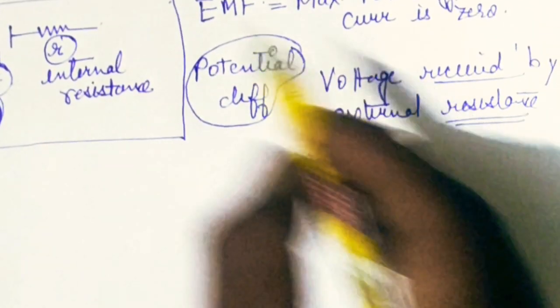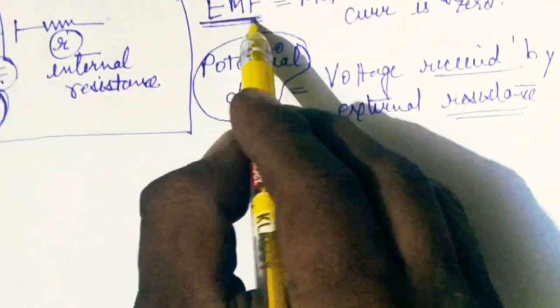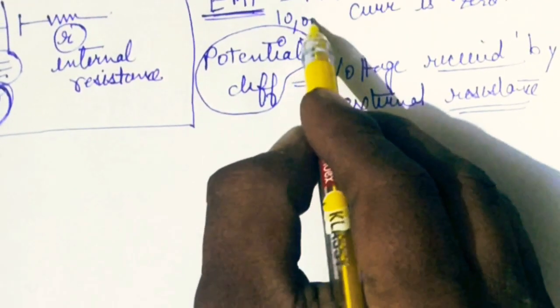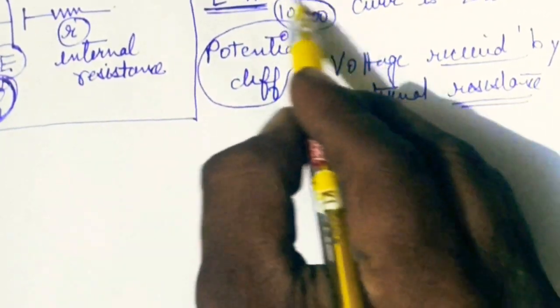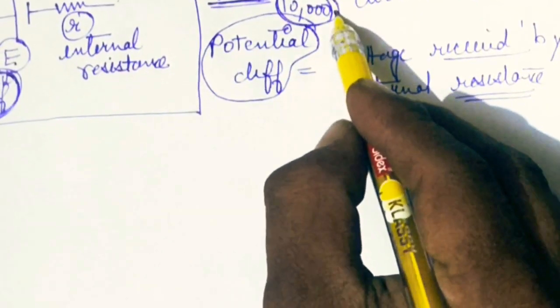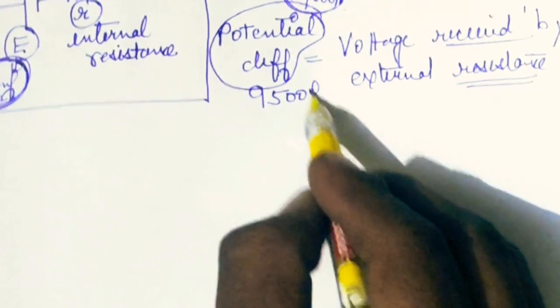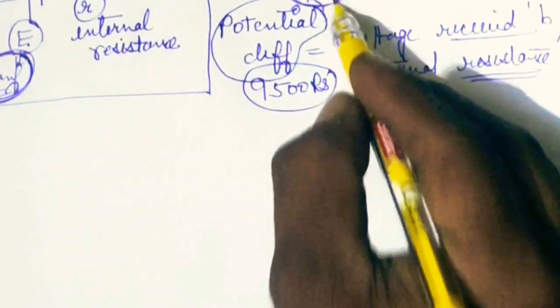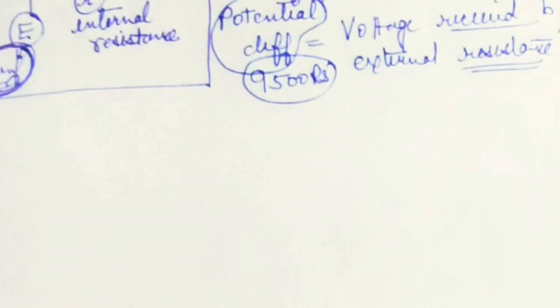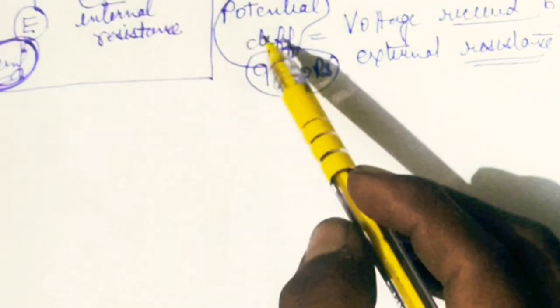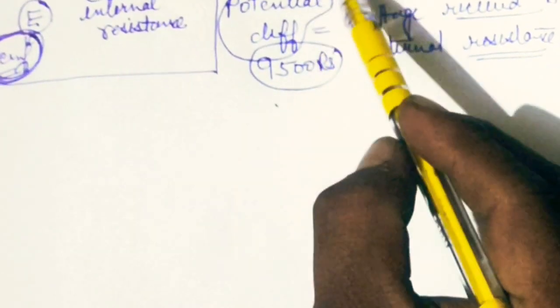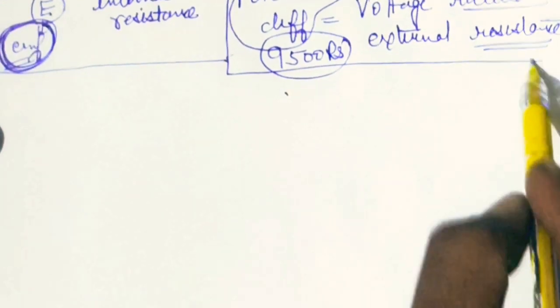You can say EMF is like your salary. Suppose your salary is 10,000 rupees. So your EMF is 10,000 rupees. But when you reach home, you can only provide 9,500 rupees to your house. 500 rupees are spent to reach home. Suppose 500 rupees is the fare. So 10,000 is the EMF and 9,500 is the potential difference. So let's start with two cells.